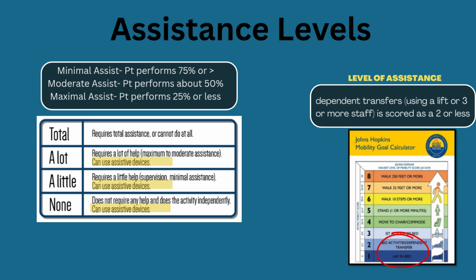The next part that the RN is responsible for is the assistance level. It ranges from total assist to no assist. In the middle are terms a lot and a little. These can be quantified using percentages. How much percentage does the patient do of the work, and how much percentage are you having to help them with? For example, someone who is minimal assistance level performs about 75% of the work on their own, versus someone who provides or requires maximal assistance needs 25%.